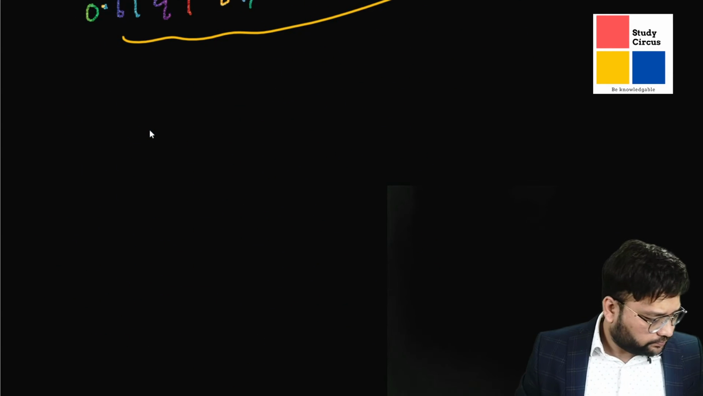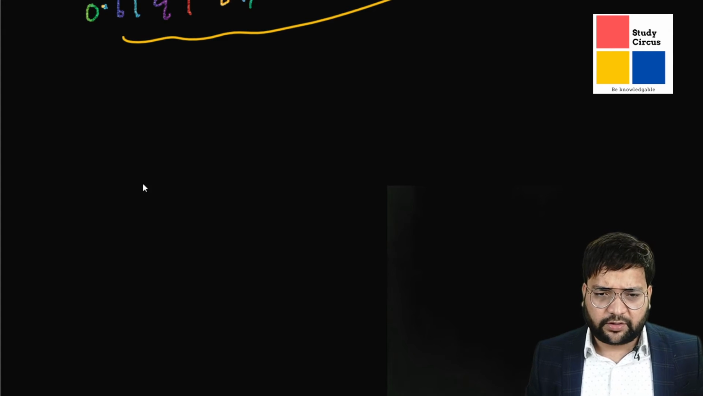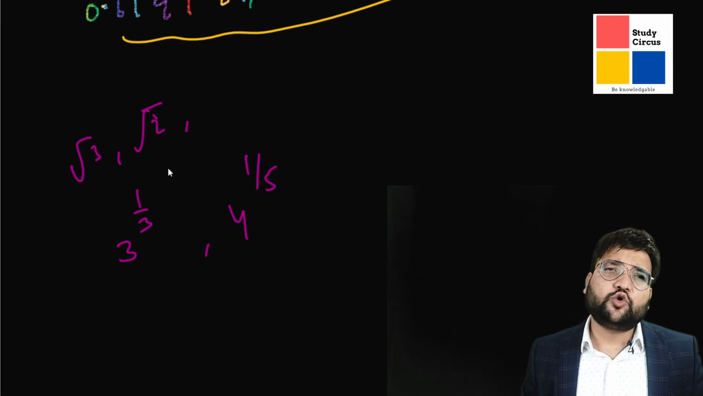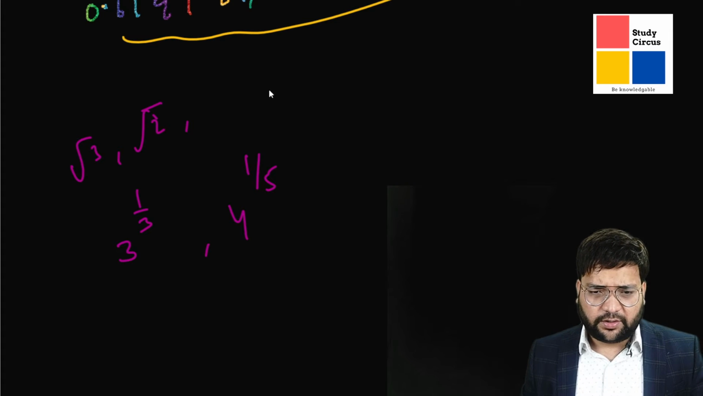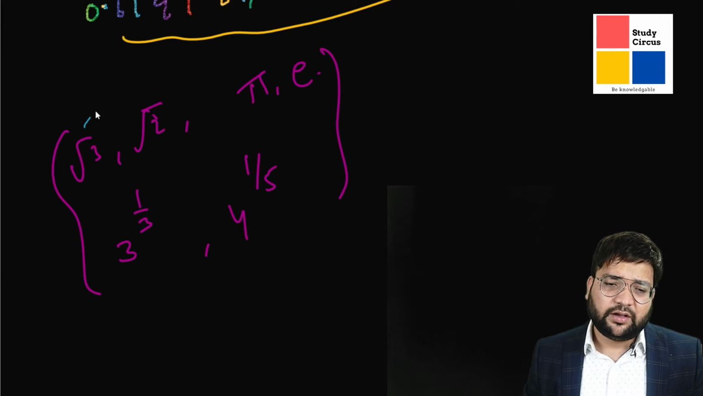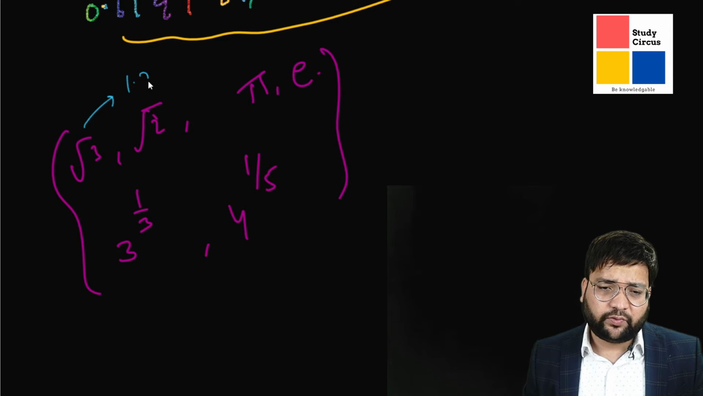Otherwise, irrational numbers are root 3, root 2, or 3 to the power 1 by 3, 4 to the power 1 upon 5. We'll learn the rules of exponents, but these numbers, pi, the number e, are all irrational numbers. If you try to convert them into decimals, if root 3 is converted to decimal, it will be 1.732 something something something, random numbers until infinity. So this is an irrational number. Fine.